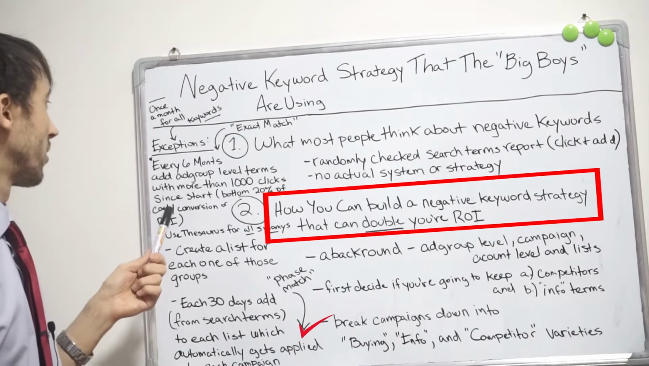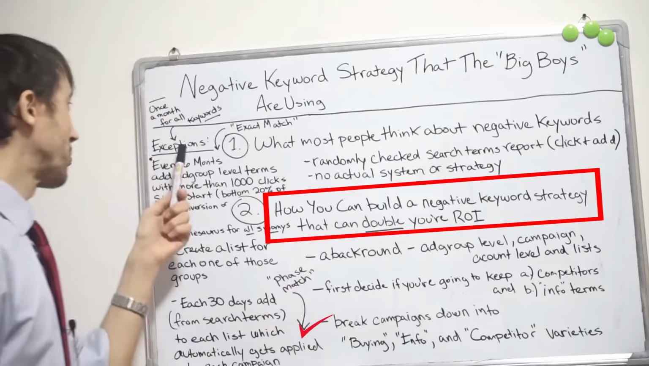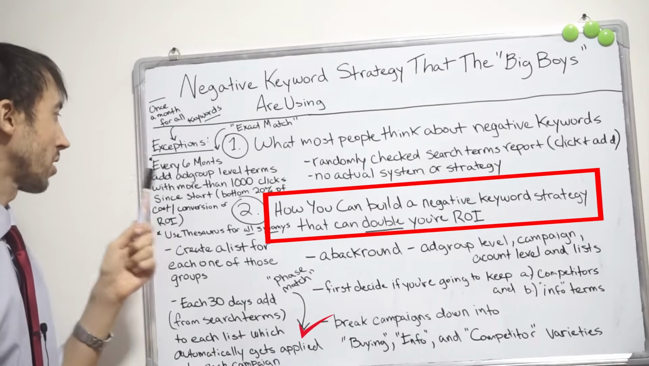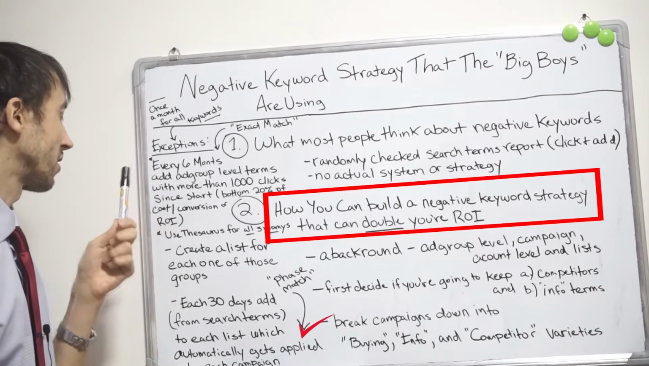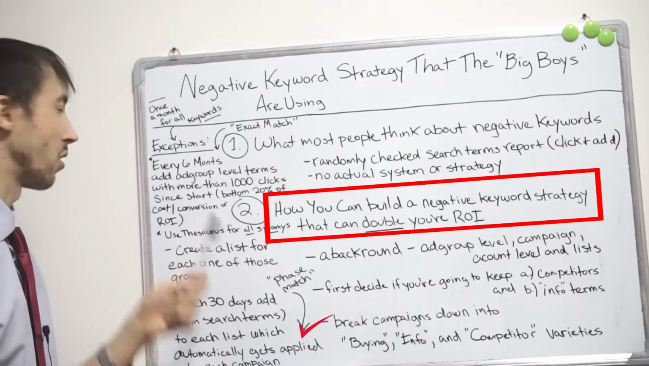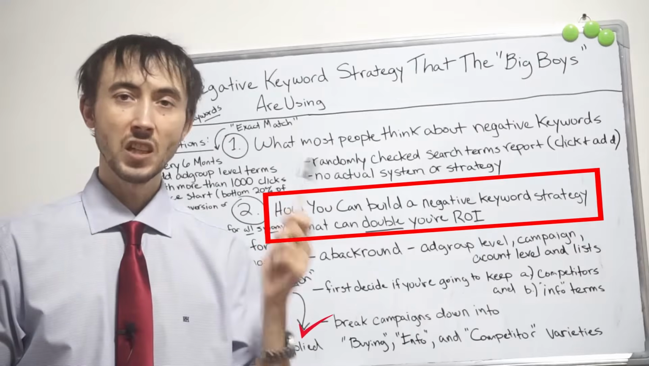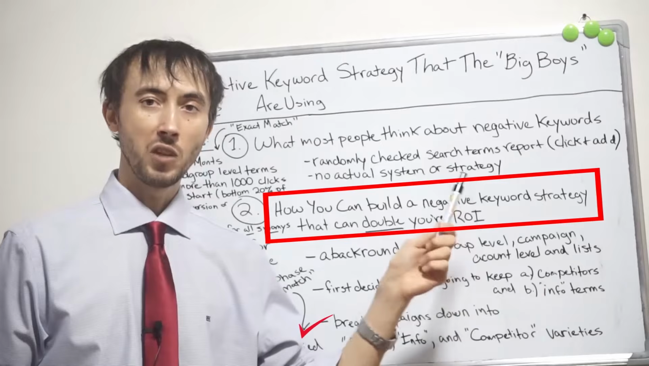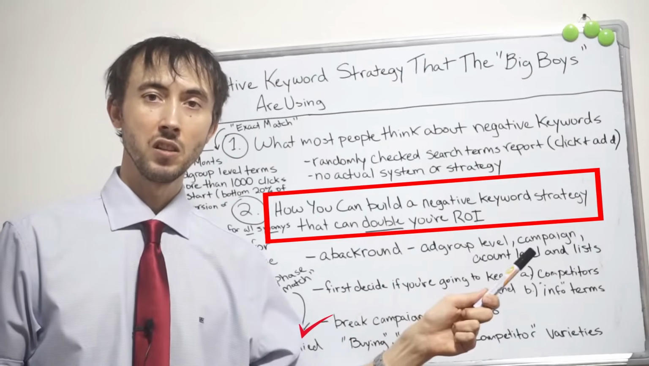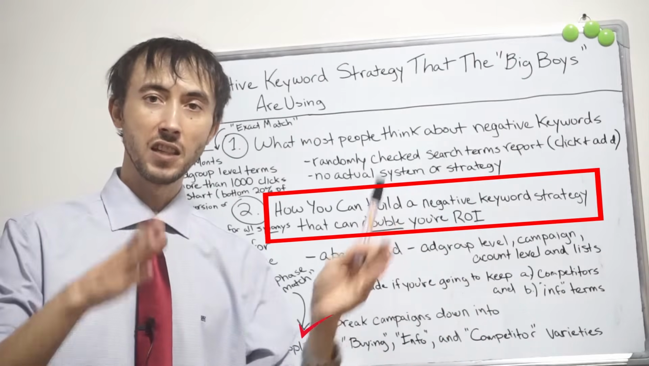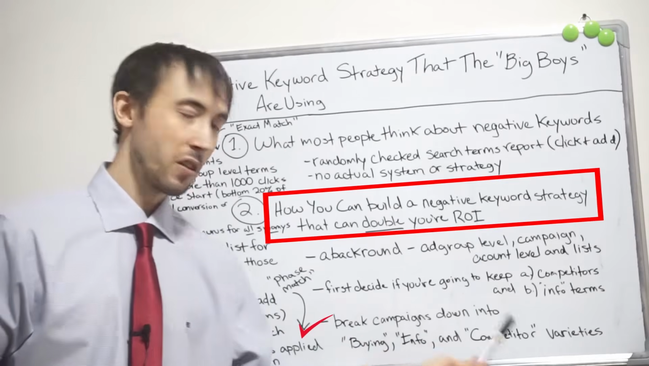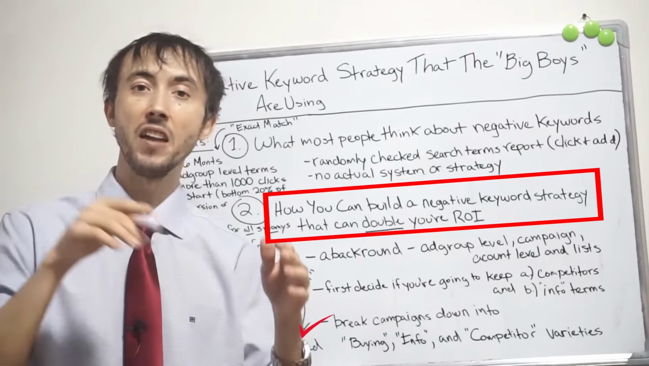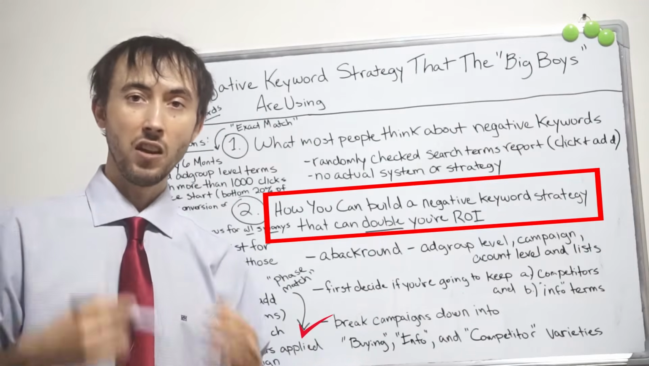Now, a couple other things to know. Exceptions. Every 6 months, you're going to add ad group level terms with more than 1,000 clicks since start to your negative keywords list. So this is where ad group level keywords come in. As I mentioned, you use lists to do campaign level negative keywords, and you're going to apply the same lists, broken up into these 3 categories, to all the campaigns in your account. Now on top of that, you're going to add ad group level keywords.